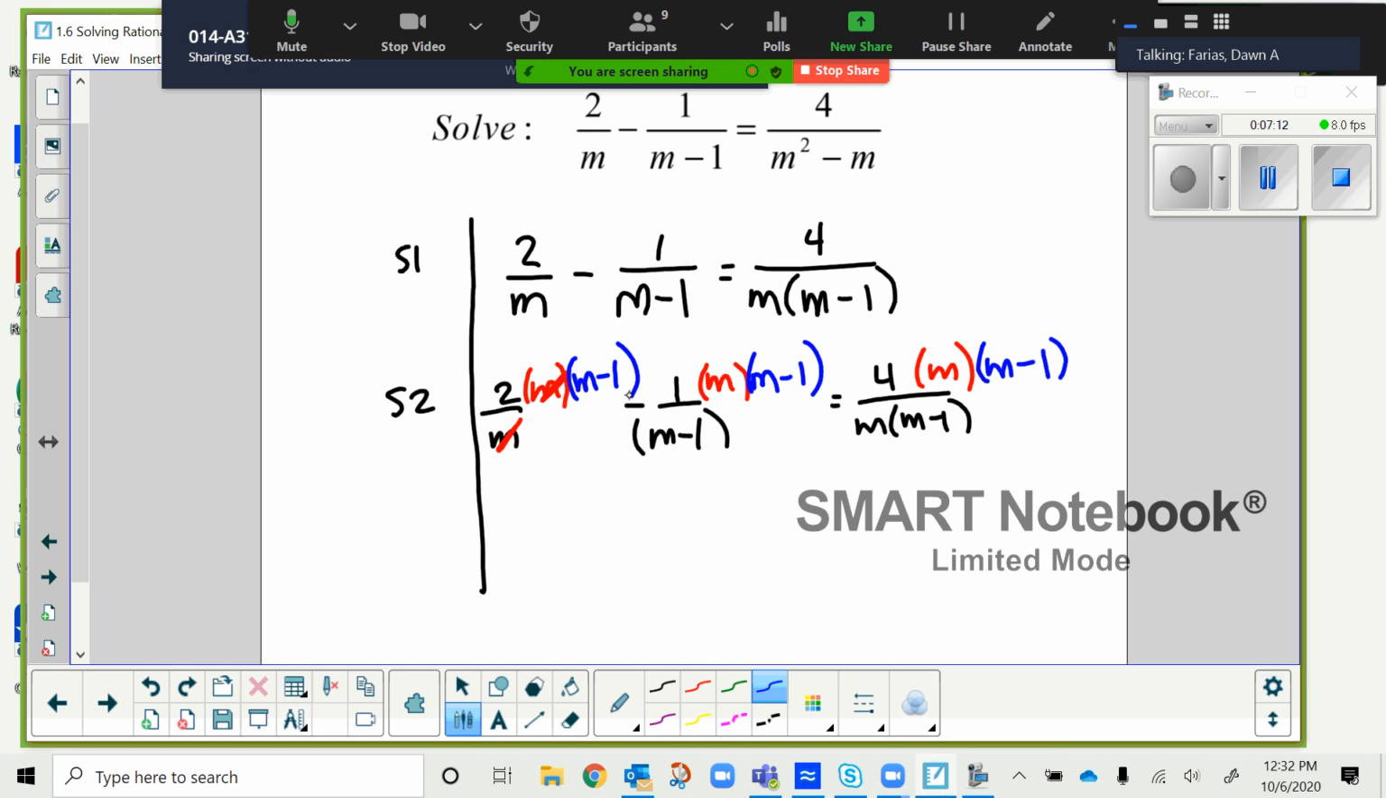And when you go to look at the right-hand side, the 4 over m times m minus 1, if you notice, those things are already going to be canceled because look what's going on. Everything on top, 4m and m minus 1, those are all factors. They're all being multiplied together. So you can cancel them.